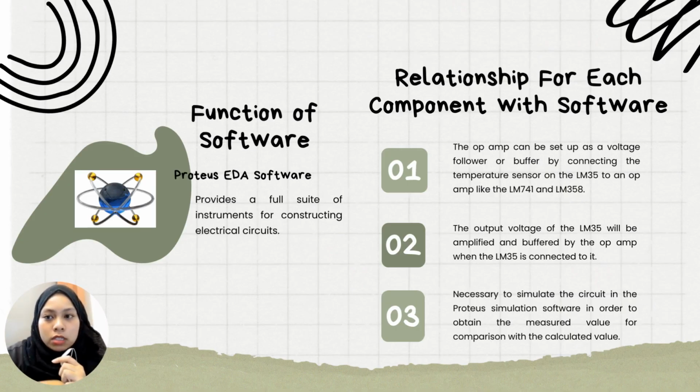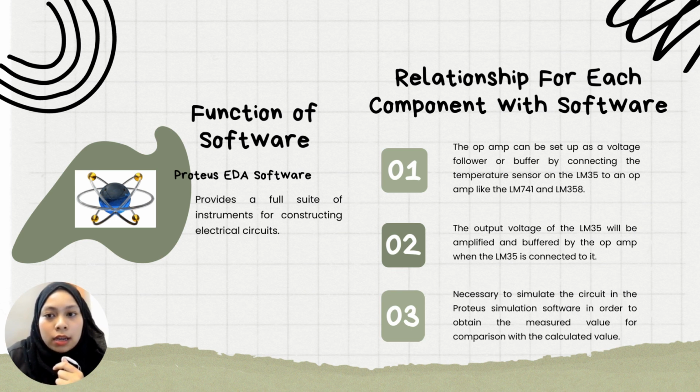Okay, the next scope is the function of software. We have used Proteus EDA software to run our circuit. Why do we use this software? Because it provides a full suite of instruments for constructing electrical circuits, such as schematic recording, PCB layout, and auto routing. Okay, next is the relationship of each component with software.